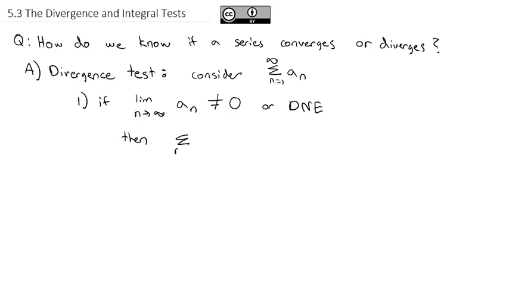Then the sum as n goes from 1 to infinity of a sub n diverges. So if the terms aren't ultimately going to 0, then the series is not going to converge. Let's take a look at some examples.